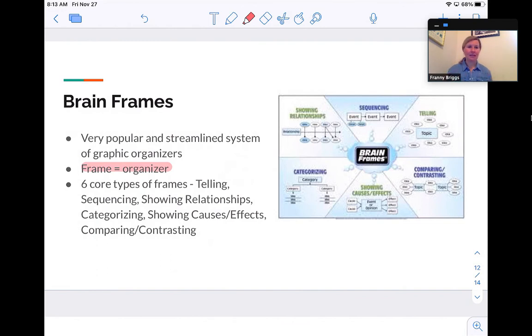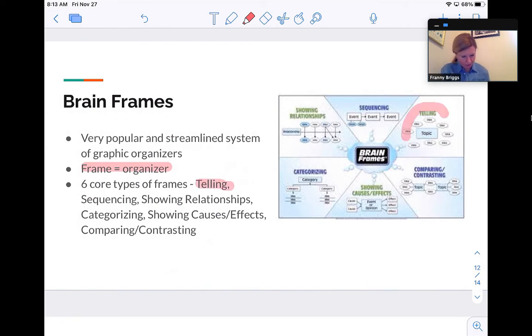these 6 kinds can be used for anything. Basically any sort of assignment or information or subject or grade level, you can find a frame that matches what you need. Okay, so the 6 core types are telling.